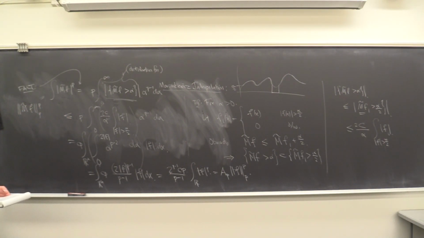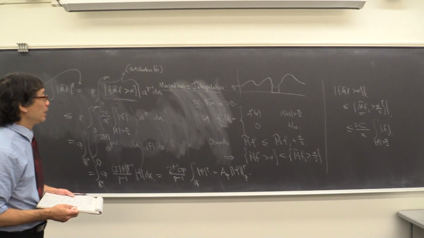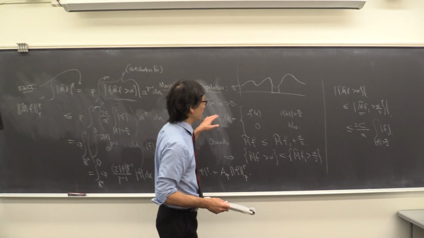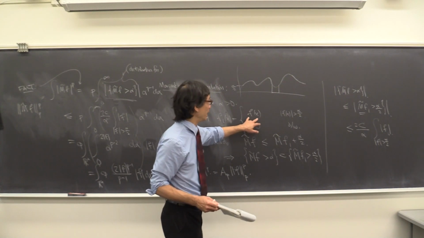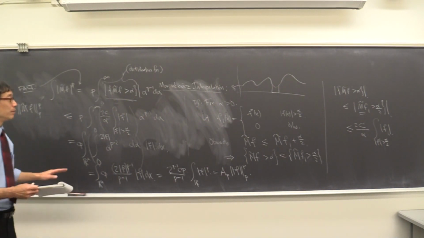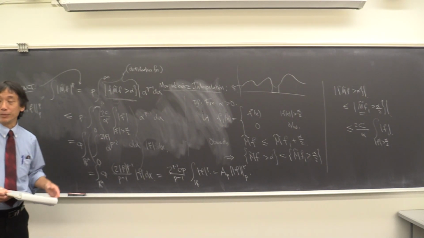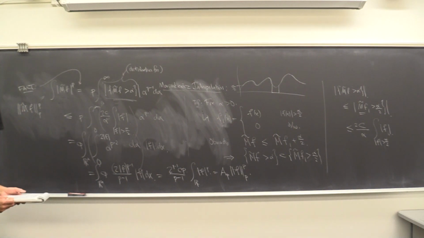Okay. So this is the trick of so-called Marcinkiewicz interpolation. Basically, just chop the function at that particular height. Okay. So that gives us the L^p boundedness of the maximal function that we promised.